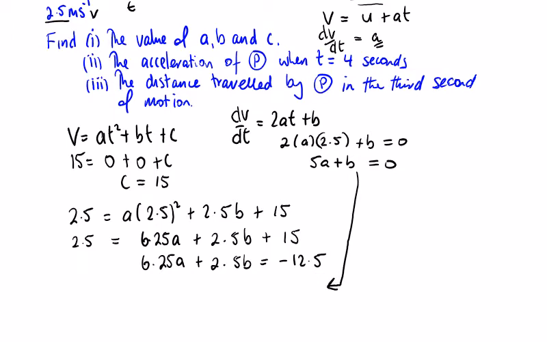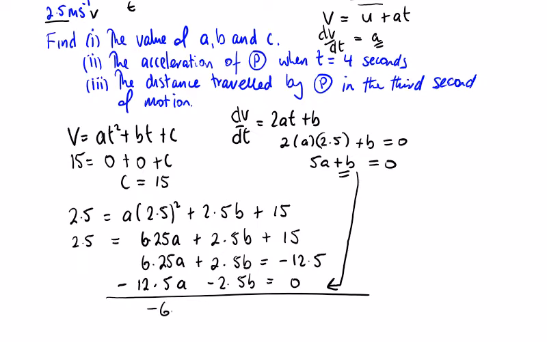I can multiply by minus 2.5 to get rid of the b. So minus 5 by 2.5 is minus 12.5a, minus 2.5b is equal to 0. So I'm going to get minus 6.25a, and you can see it's going to be equal to minus 12.5, so we just let them both be pluses. So that would have my a being equal to 2. And now just sub back in: 5 times 2 plus b is equal to 0. So b is equal to minus 10.